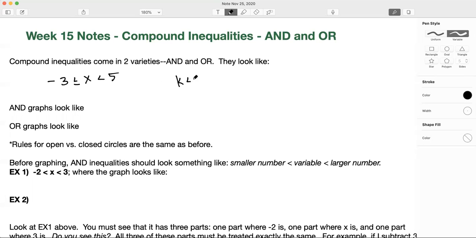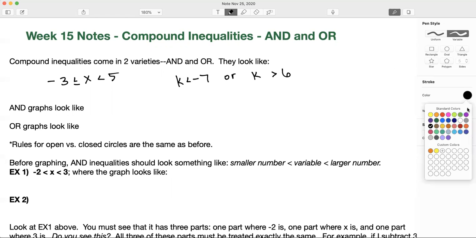It can also look like this. K is less than -7, or K is greater than 6. So we have two different ones here. We have this type and we have this type. Guess which one is "and," guess which one is "or." If you guess this one is "or," you are correct.